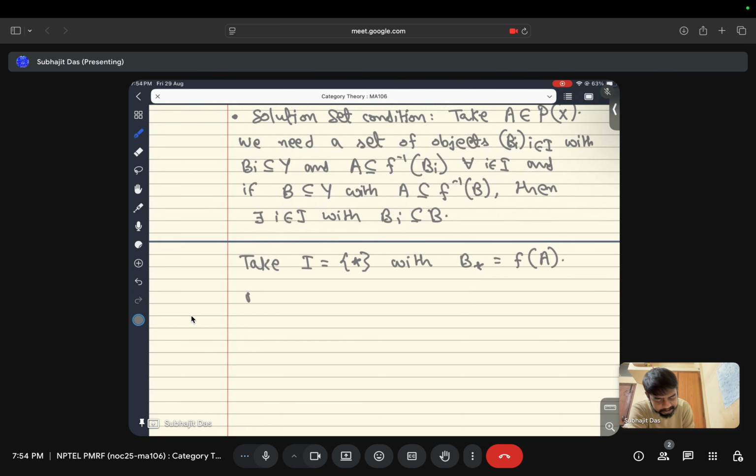So note that A is a subset of f inverse of B star, which is f inverse of f of A. This is obvious, right? If you take a subset A of X, look at its image and then pull it back under f, then that f inverse of f of A should contain A, right?